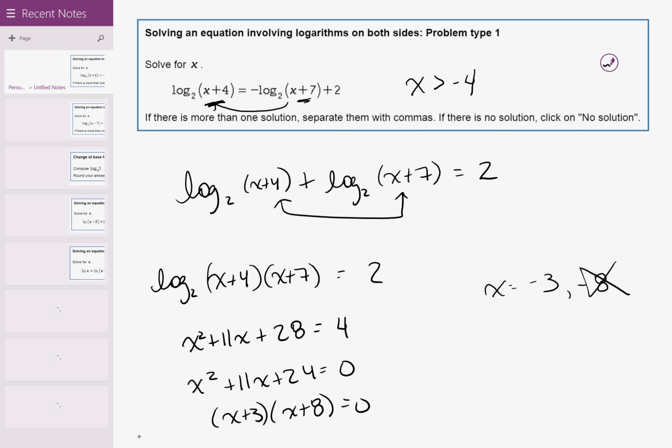And negative 8 is not in our domain. Negative 3 is. You have to be able to picture this on a number line. Negative 4 is here. Negative 3 is here. But negative 8 is way down here. So the answer is that x is equal to negative 3. There are a lot of these questions that have no solution or yield 2 solutions and only one of them checks. So be sure you check your answers on all of these.